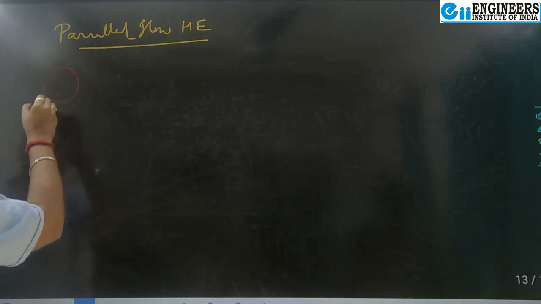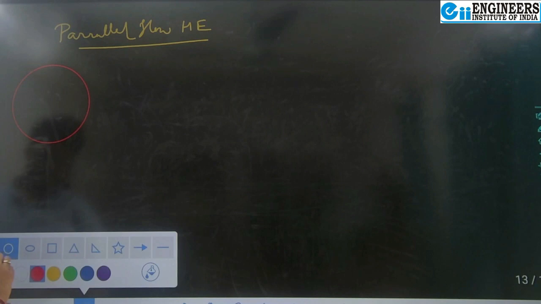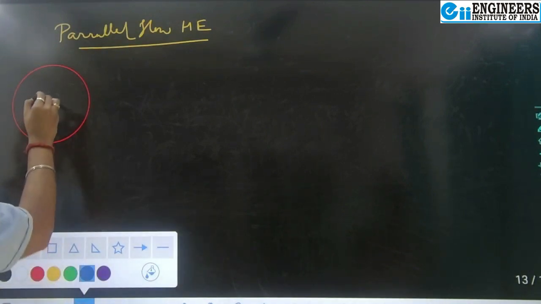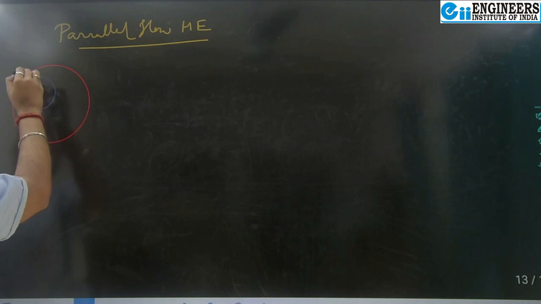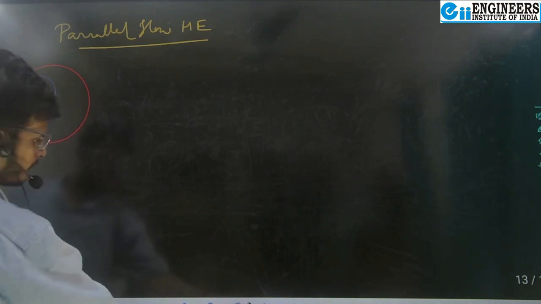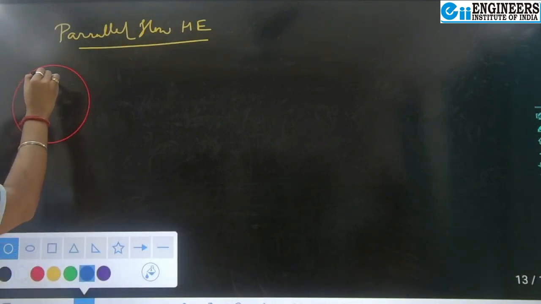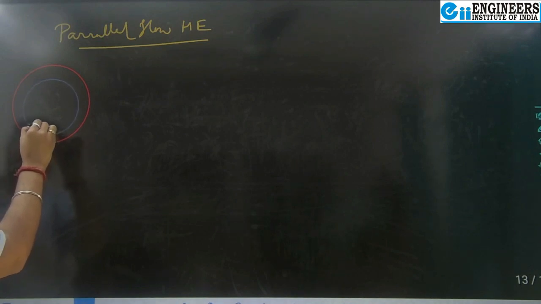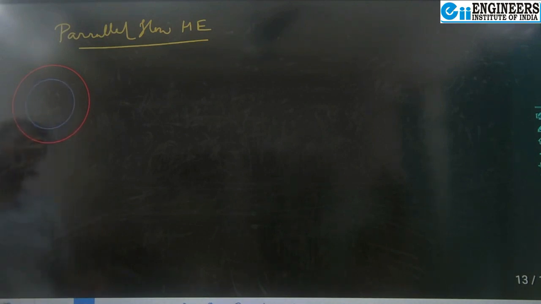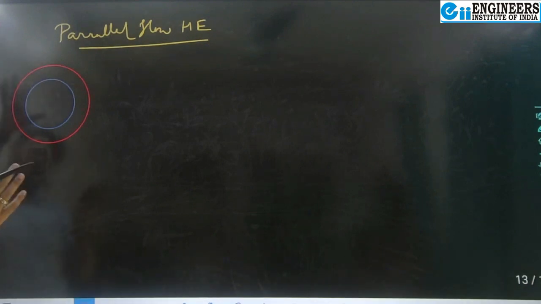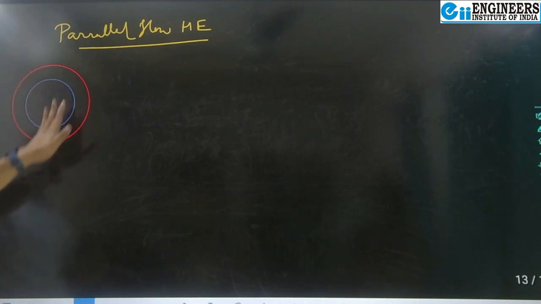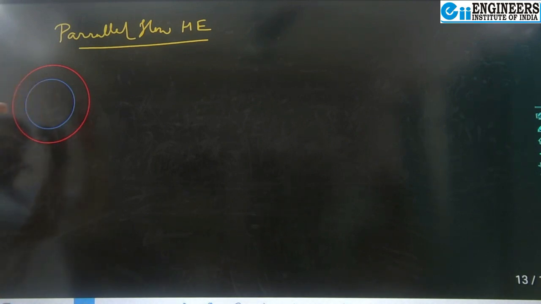analysis. Suppose this is a cross-sectional view of a heat exchanger. Supposing this is a tube-in-tube type of heat exchanger, this is a concentric circle, a pipe within a pipe, and we have seen the cross-sectional view. The blue color shows the cold fluid, and the red color shows that in the annulus the hot fluid is flowing, and both the fluids are flowing in the same direction.